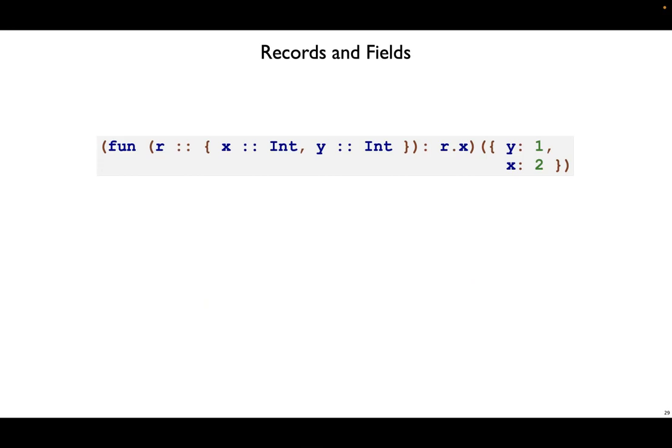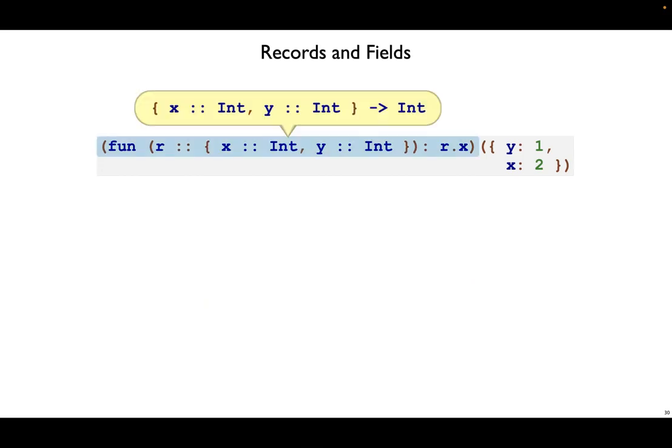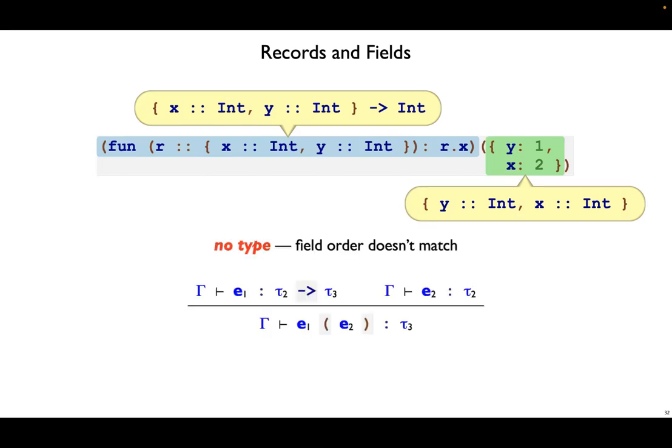Now, what if we try this example? We've got a function that is expecting a record with x mapped to int and y mapped to int, and we supply a record where y maps to int and x maps to int. This seems like it ought to work, but our rule right now rejects it. There is no type for this function application. And the reason for that is we're looking for an exact match between the argument's type and the function's input type. And we don't have an exact match right now because those fields have been reordered.